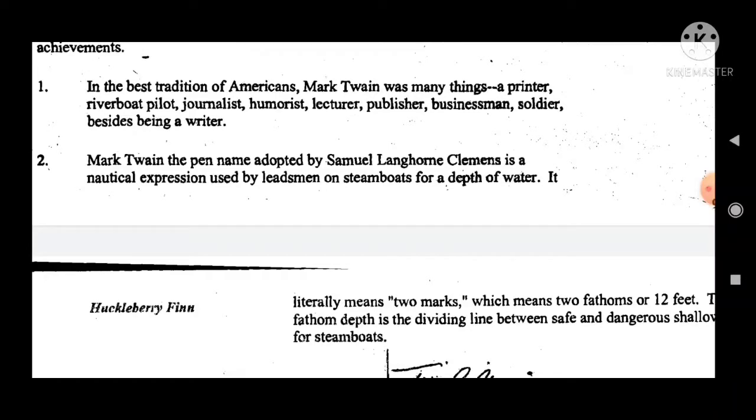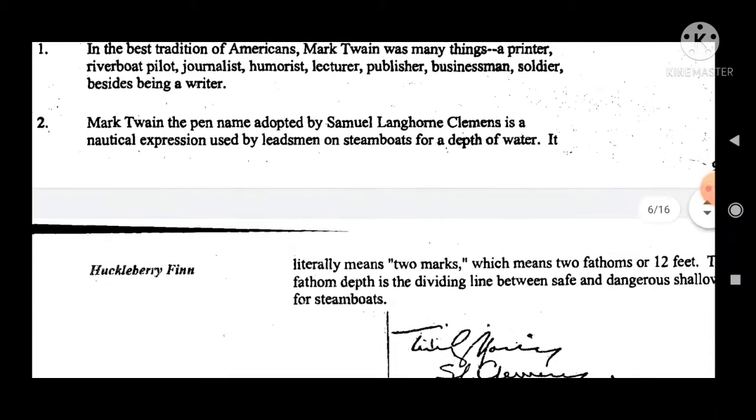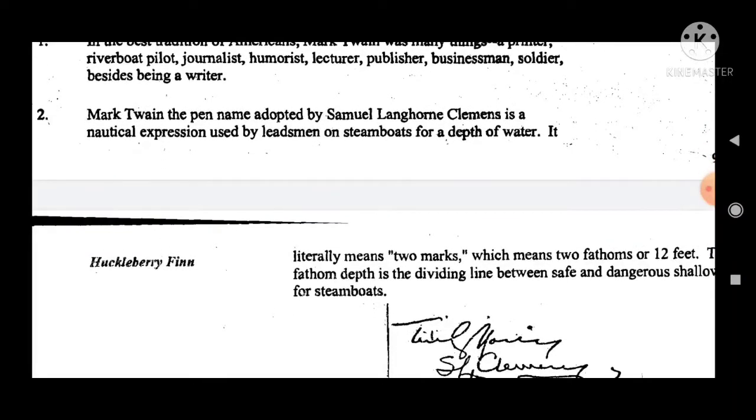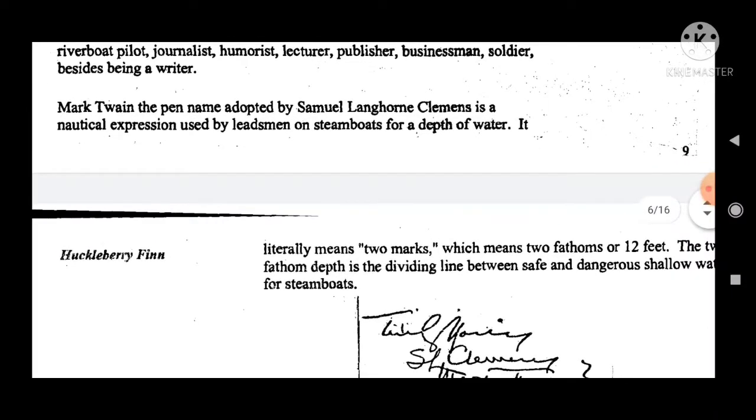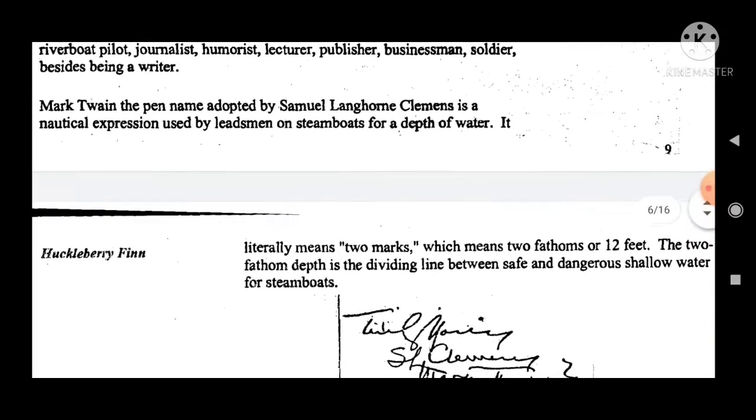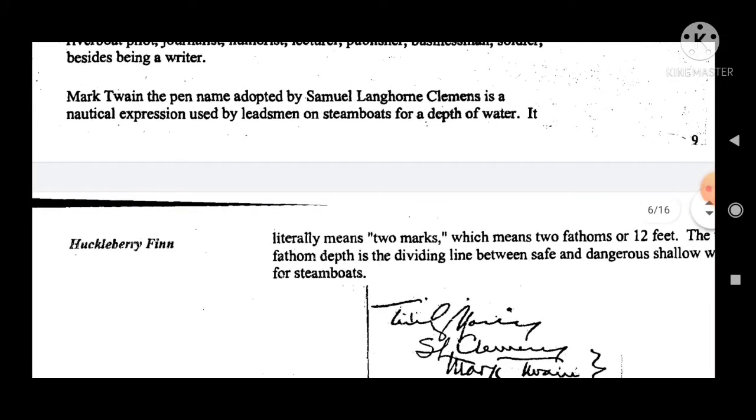So he was an all-round good man in all this. Mark Twain, the pen name adopted by Samuel Langhorne Clemens, is a nautical expression used by leadsmen on steamboats for a depth of water. So you can remember these things.